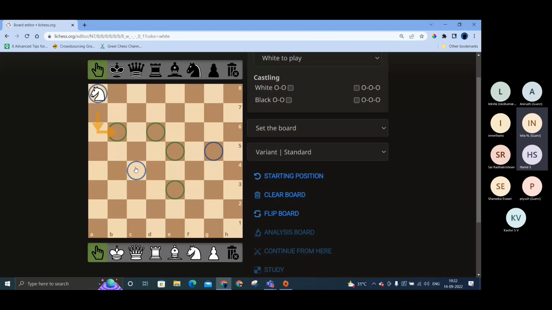Imagine the knight is here. It has to go to G5. Imagine the knight is in C4. It has to go to G5. First option is this, second option is this, third option is this. So which is best among these three? Which is easier for me to reach here?